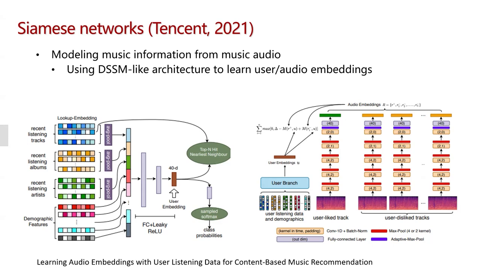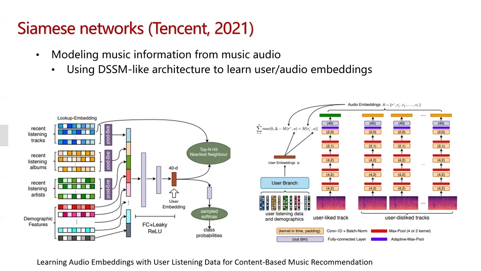And in the user part, the authors use lookup embeddings of the features to learn user preferences. And they aggregate different kinds of features, such as the recent listening tracks, recent listening albums, and some artists, as well as some demographic features to fuse the user embeddings. And the red part is the audio or the music part. So the authors use contrastive learning to make the user embeddings close to the actually liked track embedding and more distant from other tracks.